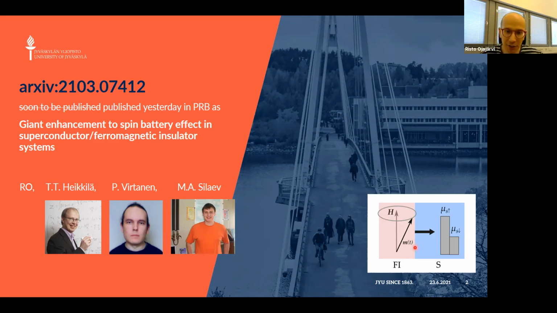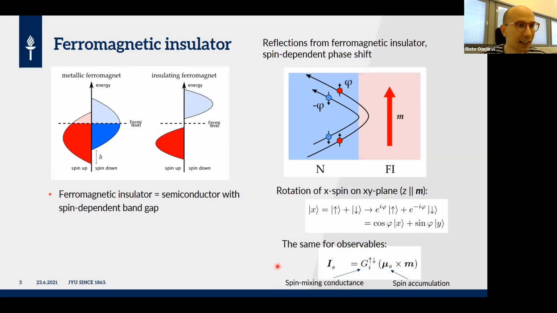So, what is this about? The basic system we are thinking about is a ferromagnetic insulator superconductor bilayer with dynamic magnetization. Let's start by considering the ferromagnetic insulator. What is a ferromagnetic insulator? Basically, a metallic ferromagnet has a Fermi surface, a finite density of states at the Fermi surface, and so it has conduction electrons. Whereas a ferromagnetic insulator is an insulator, and so it has a gap at the chemical potential, and the gap differs from one spin to another.